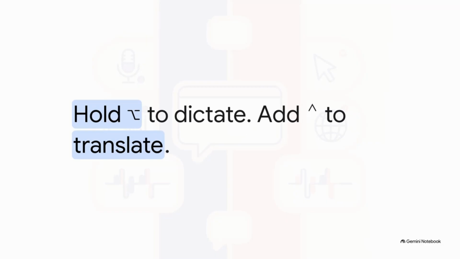But actually, it goes one step further, into real power user territory. Let's say you're speaking in your native language, like English, and suddenly you realize you need to send a message to a colleague in Spanish. You just tap a second key, the Control key, mid-speech. Without even stopping, it instantly translates your native speech into one of 32 target languages, dropping it right there at your cursor. Pretty slick, right?